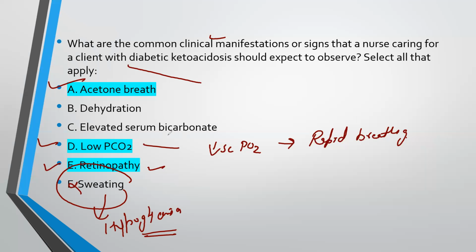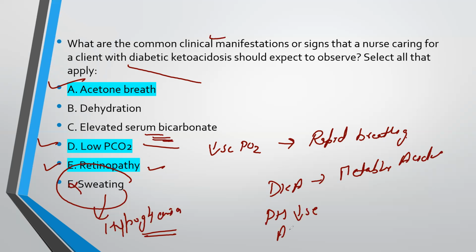Elevated serum bicarbonate. Okay. Elevated serum bicarbonate is not the right option here because elevated serum levels are seen in metabolic alkalosis. Diabetic ketoacidosis is a condition of metabolic acidosis, in which there is more and more acid production. So pH will decrease because of the acidic condition, and bicarbonate will also decrease.